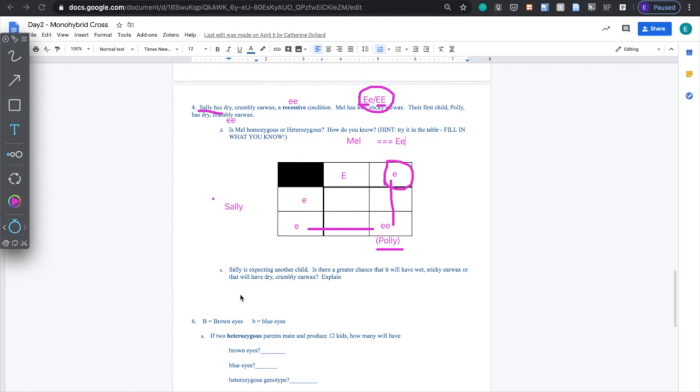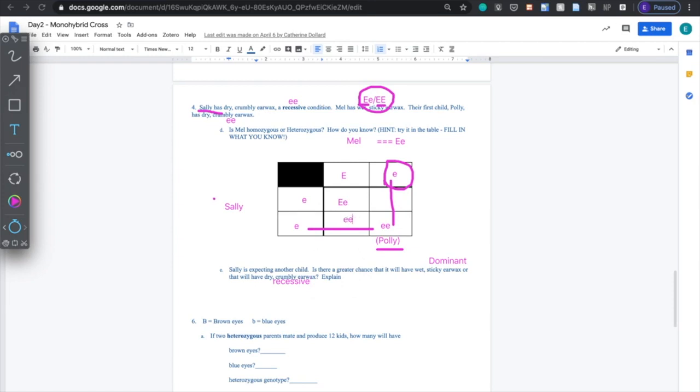So we worked backwards using that skill, that tool of the Punnett square. The next one: Sally's expecting another child. Is there a greater chance that it will have wet, sticky earwax, which is our dominant, or dry, crumbly earwax, which is our recessive? Which one is the greater chance? Okay, so now we need to fill in the rest of our Punnett table. So we go ahead and do that.